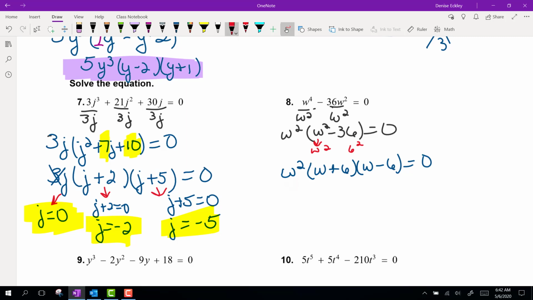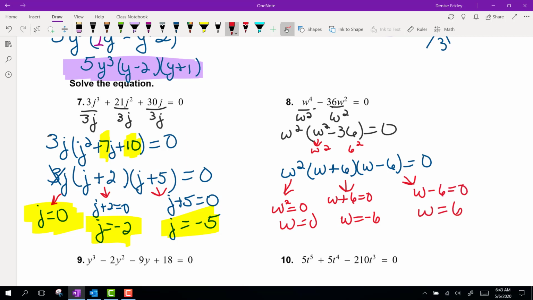So my 3 solutions are going to be w squared equals 0, which is just w equals 0. Here we have w plus 6 equals 0, so subtracting the 6, w equals -6, and then we have w minus 6 equals 0. Adding the 6, we get w equals 6. So here's my 3 solutions.